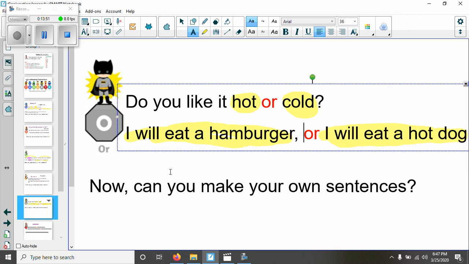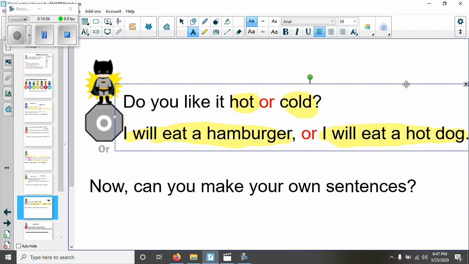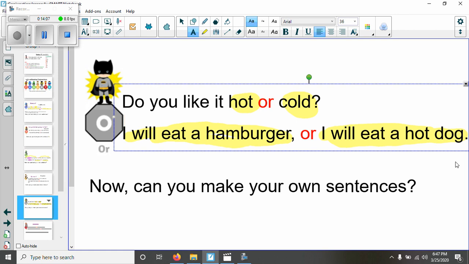Why? Because as I said before, we are connecting two clauses. One clause in here, I will eat a hamburger. The second clause is I will eat a hot dog, right? Okay, let's move the box this way so this full stop can appear. Can you make your own sentences now? Try to connect using two words like the first one, and then try using the conjunction or to connect two clauses together.